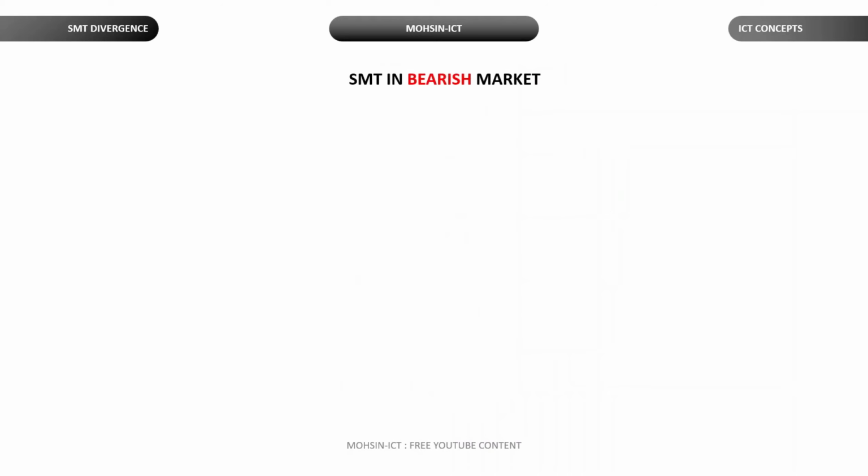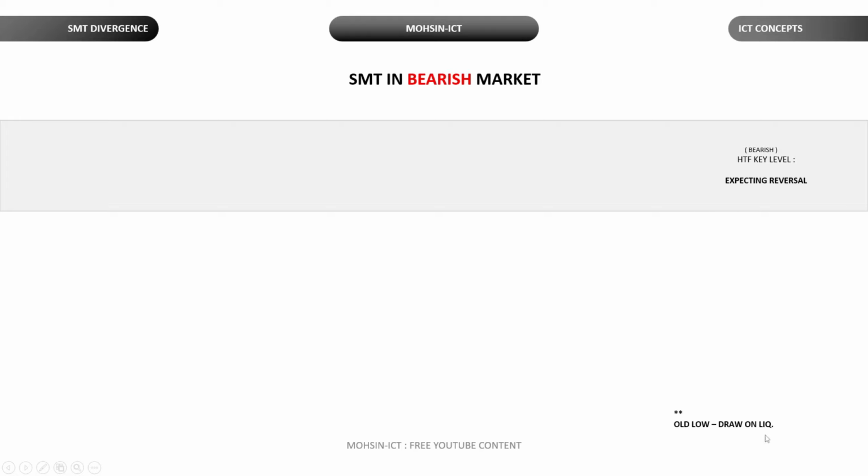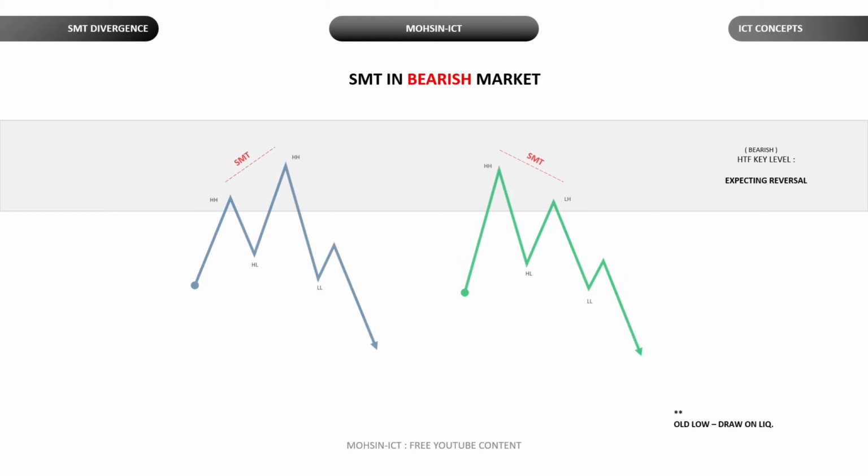Now let's understand SMT in bearish markets. If we have a high time frame key level, preferably bearish, where we are expecting the reversal toward the strong liquidity, in this case the low, this is sell side liquidity because we are in the bearish market. So if we have two markers that are closely correlated, in this case directly, which means there should be a high for every high and low for every low, and we are near the high time frame key level.